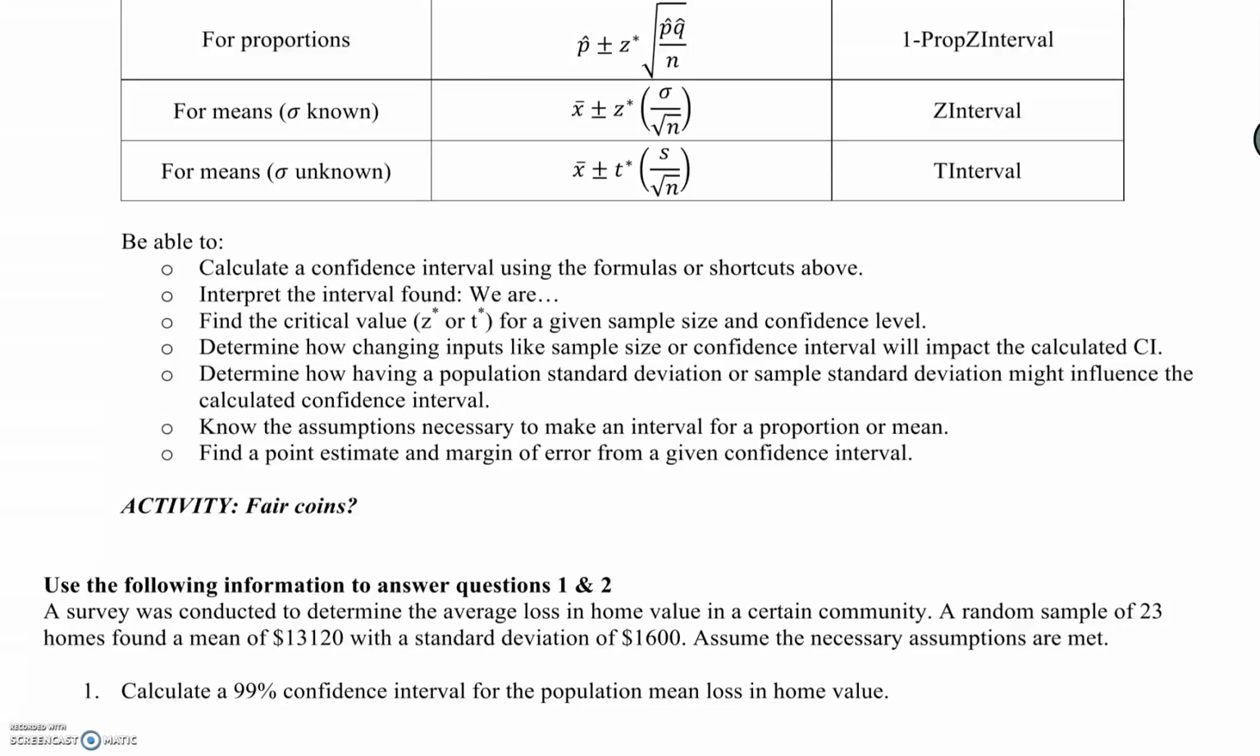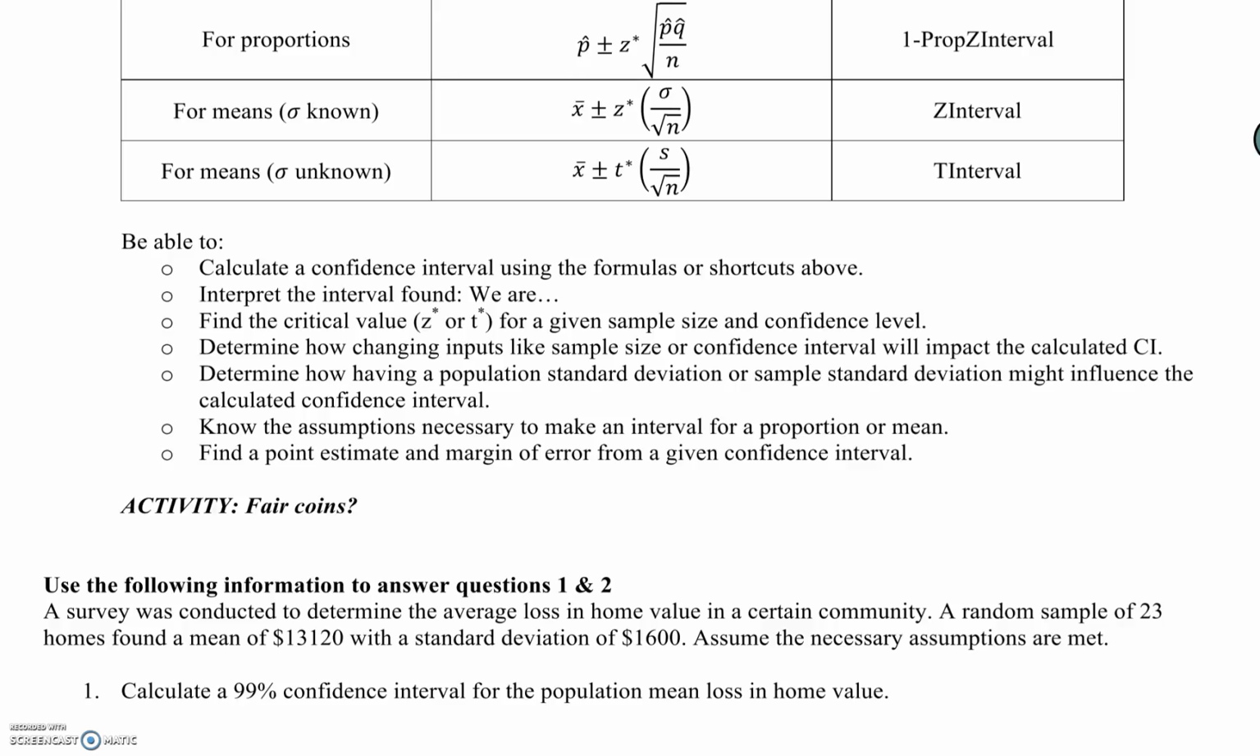And then I would also like to know, how do changing certain things influence our confidence interval? If we have a larger sample size, that means our estimated value for the true mean or true proportion using our sample is better, so our confidence interval gets smaller. If we want to be more confident we caught the real value, we need a larger confidence interval. So these types of ideas. And then knowing what assumptions are necessary in order to use these.